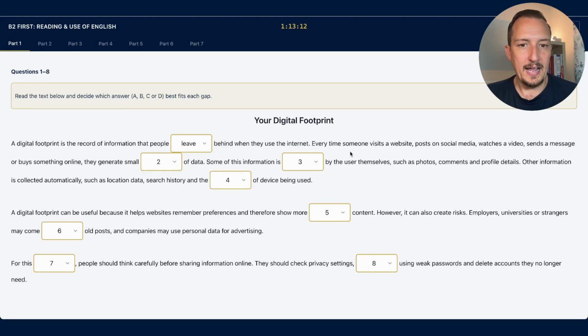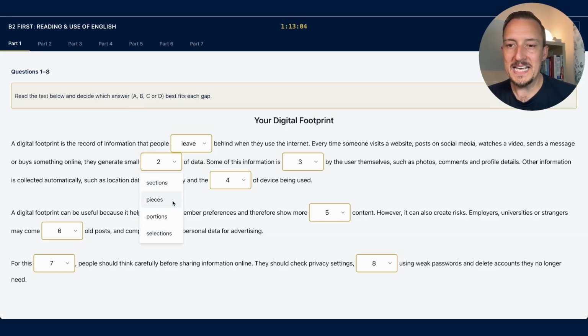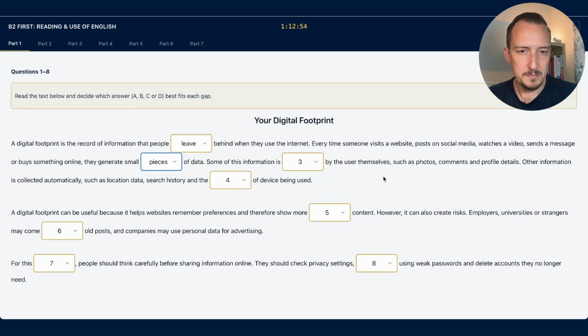Okay, we'll keep going. Every time someone visits a website, posts on social media, watches a video, sends a message, or buys something online, they generate small pieces of data. Some of this information is blank, and then the word given jumped out there. Some of this information is given by the user themselves, such as photos, comments, and profile details. Yep, given looks like it might work.